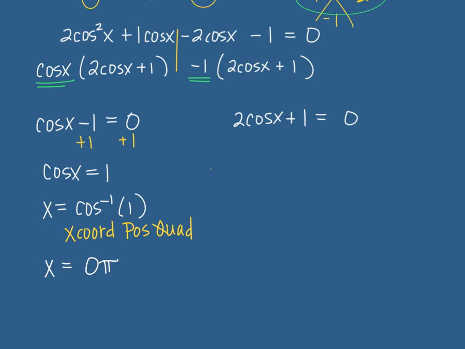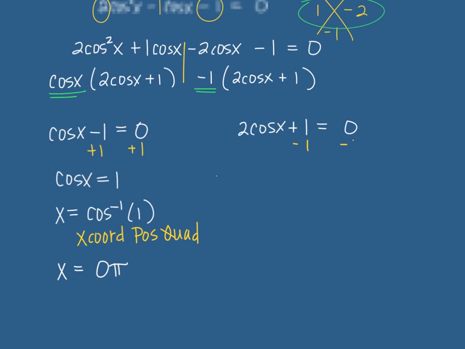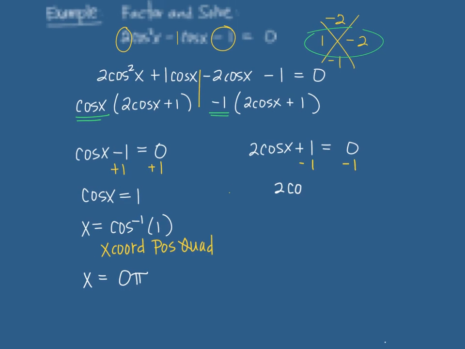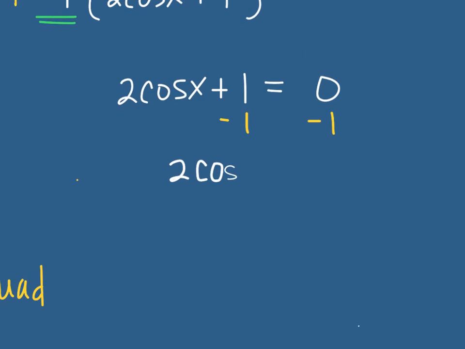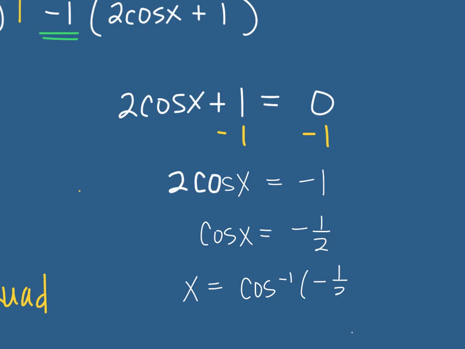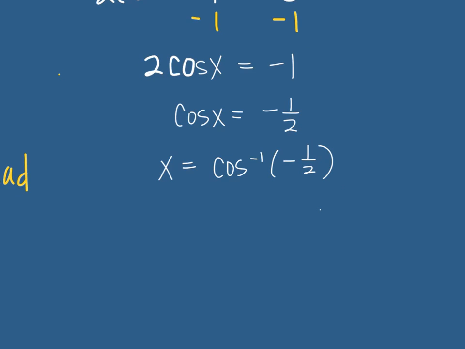And then for the other equation, we're going to subtract 1 from both sides. That leaves me with 2 cos x equals negative 1. Divide by 2. So cos x is negative 1/2, and then use inverse cosine again. So x by itself is the inverse cosine of negative half. And so I need an x coordinate in a negative quadrant.